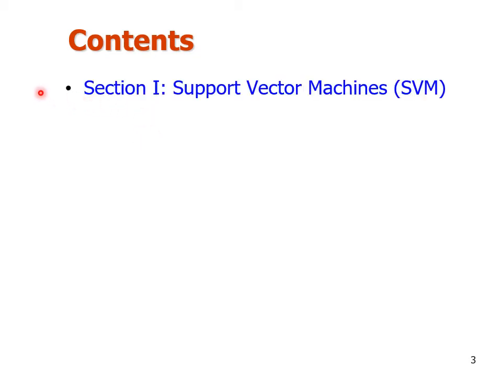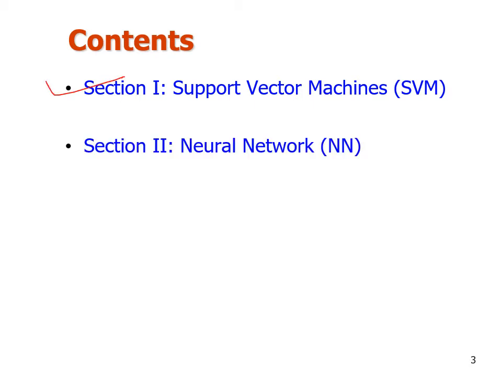In the past few sessions, we had a discussion on support vector machines. This was section 1 of unit number 5. Today, we are going to move on to section 2 of unit number 5. In this section, we are going to deal with neural networks, or more precisely artificial neural networks.